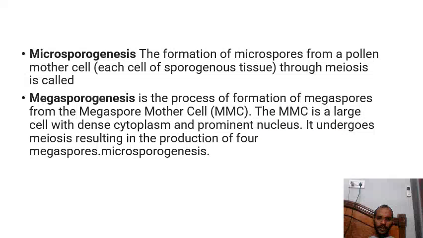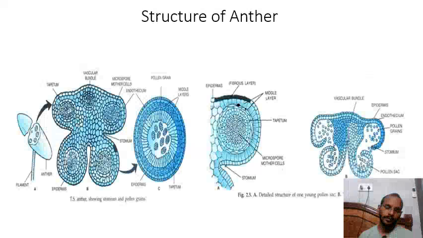What is microsporogenesis? The formation of microspores from pollen mother cells through meiosis is called microsporogenesis. What is megasporogenesis? The process of formation of megaspores from the megaspore mother cell. The MMC is a large cell with dense cytoplasm and a prominent nucleus. It undergoes meiosis, resulting in the production of four megaspores. Microsporogenesis we had discussed earlier.